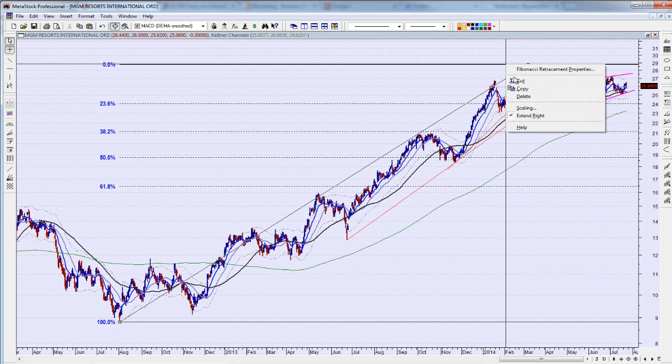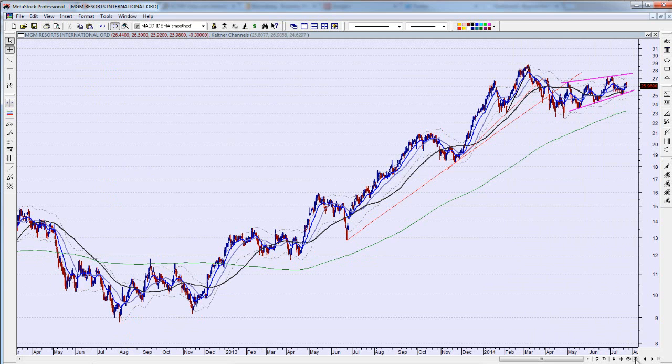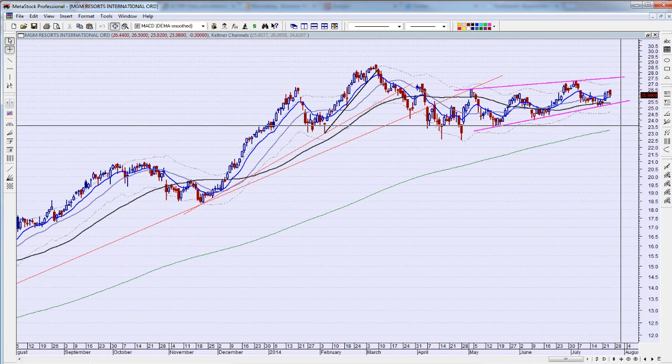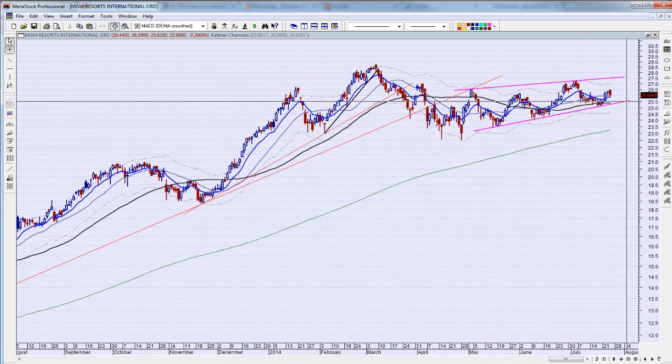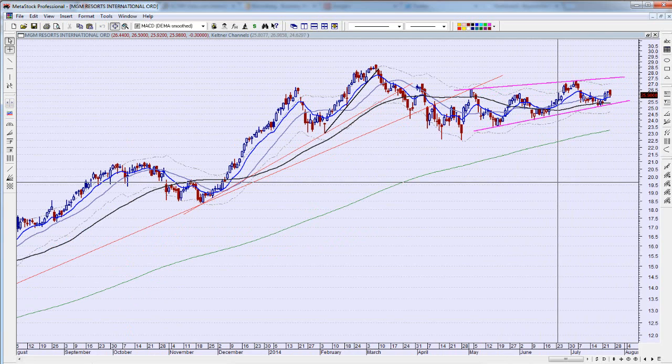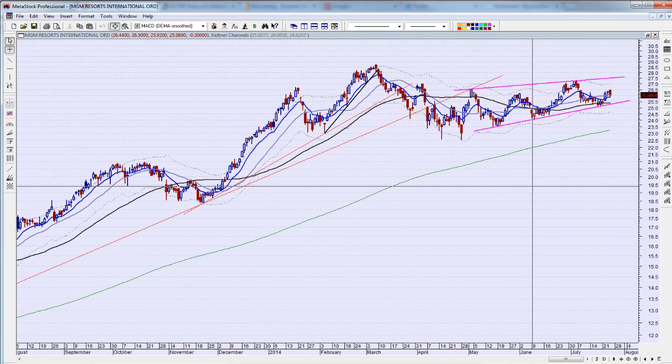So right now, I'd be neutral on it from the standpoint of taking a position, to see whether it starts to break out of this or forms some other kind of trend line and breaks a trend line or something like that. So that's my best assessment at the moment. And that is MGM Resorts.